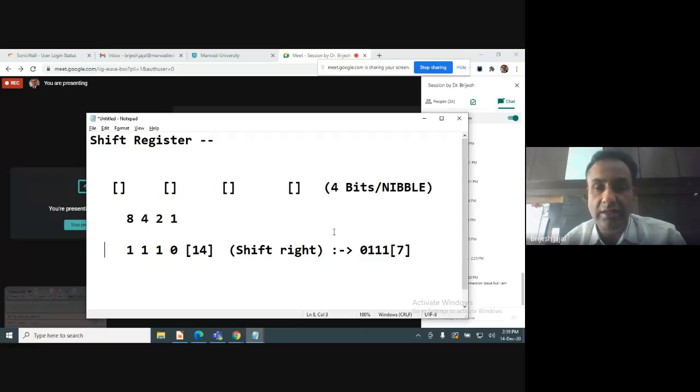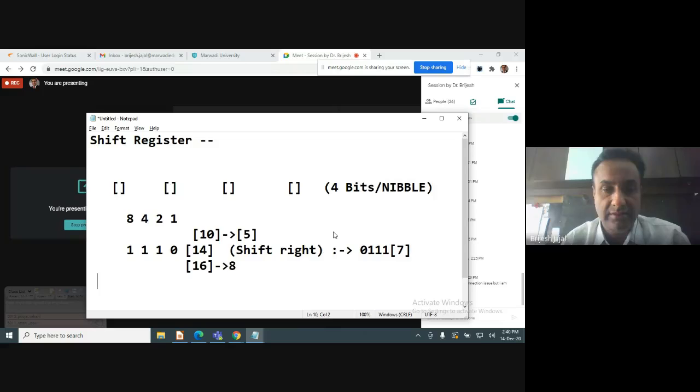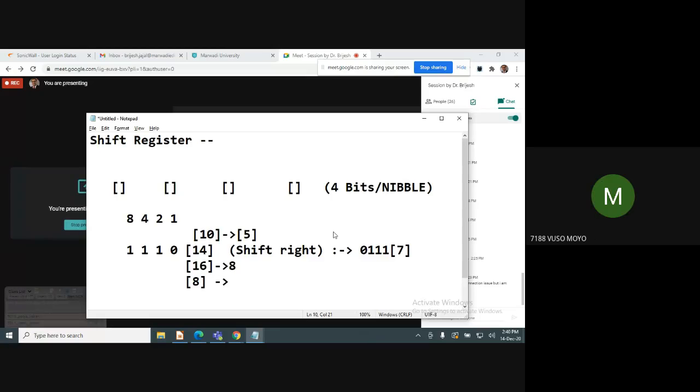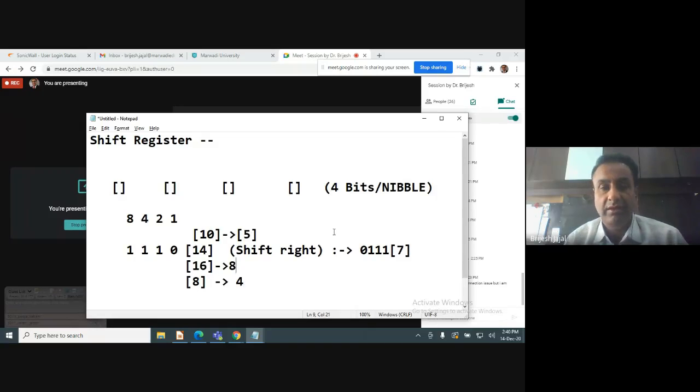If I have 14, I got 7. I have taken one example just now. I use 10, what do I get? If I use 10, I get 5. If I use 14, I get 7. Now you tell me, if I use 16, what will I get? 8. Good answer. See, this is an intelligent answer. If I have 8, what will I get? 4. 4.